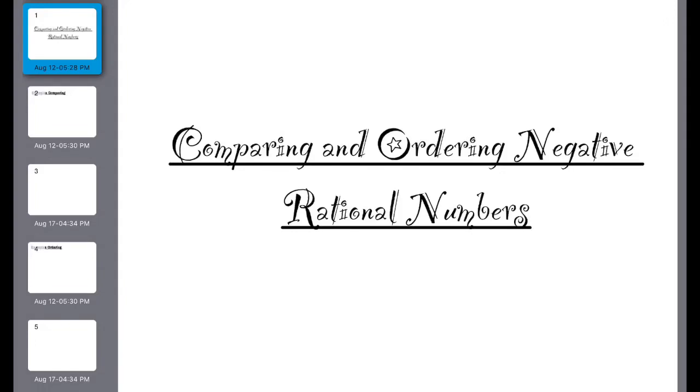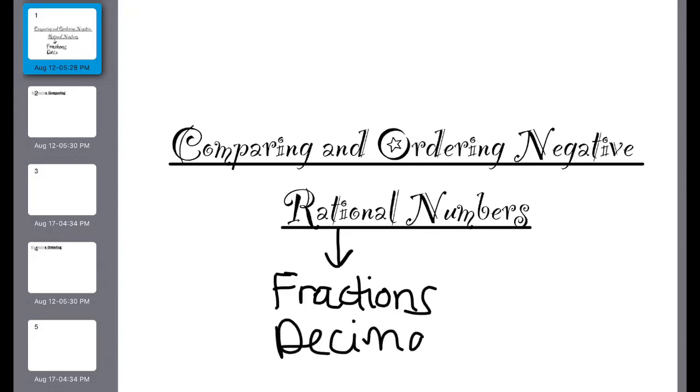So in today's lesson, we are going to continue with comparing and ordering, but today we're going to look at negative rational numbers. And this word rational can be very intimidating because it's not a word that many of you may have heard before in math. But I want you to realize that when we're talking about rational numbers, we're talking really just about fractions and decimals. So we're going to look at negative fractions and negative decimals and mixed numbers and improper fractions and how we compare those when we're talking about negatives.